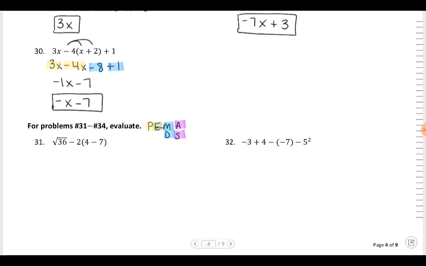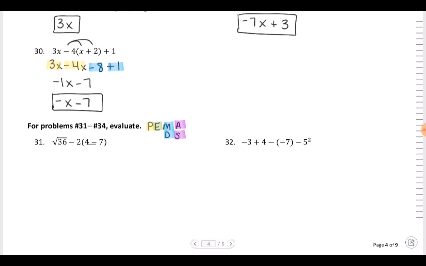So instead of E for exponent, I like to think of E as evaluate things like absolute values and square roots and square things, right? So that's that step. And then in the third step, it's multiplication and division from left to right. So as you read your problem from left to right, you want to do whatever comes first. And then you get to your fourth step of adding and subtracting, and you do whatever comes first from left to right also.